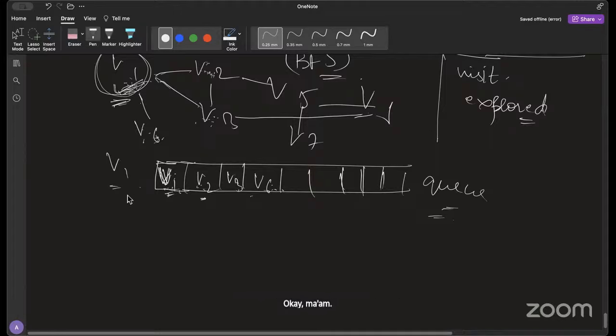We're done exploring. Ma'am, you have drawn the 9 boxes, but the vertices is only 7. Is that related with it? That doesn't matter. We can extend the queue from here.